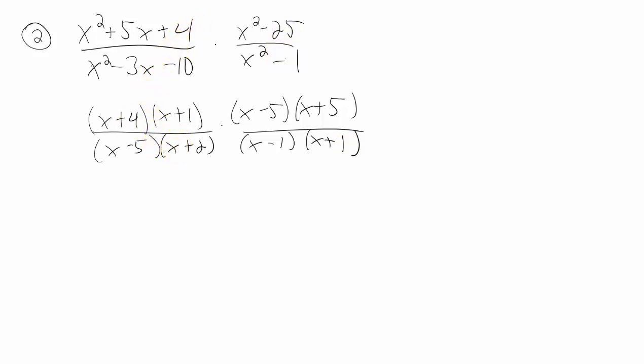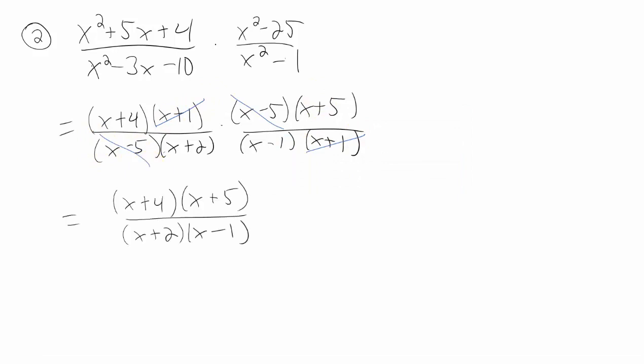Now, when you get to this point, a lot of things can cancel. Since everything is multiplied in the numerator and everything is multiplied in the denominator, you just have factors, and you can cancel any factor in the numerator with the same factor in the denominator. So for example, those two x plus 1s will cancel. These two x minus 5s will cancel. And we get a pretty simple few binomials. We get a couple in the numerator and a couple in the denominator.